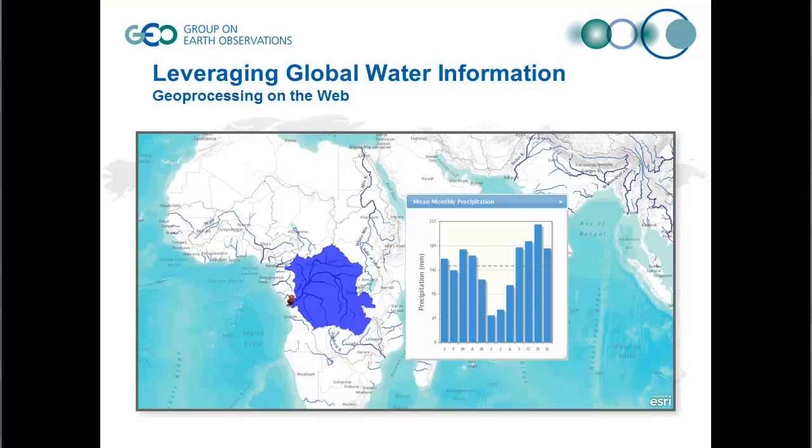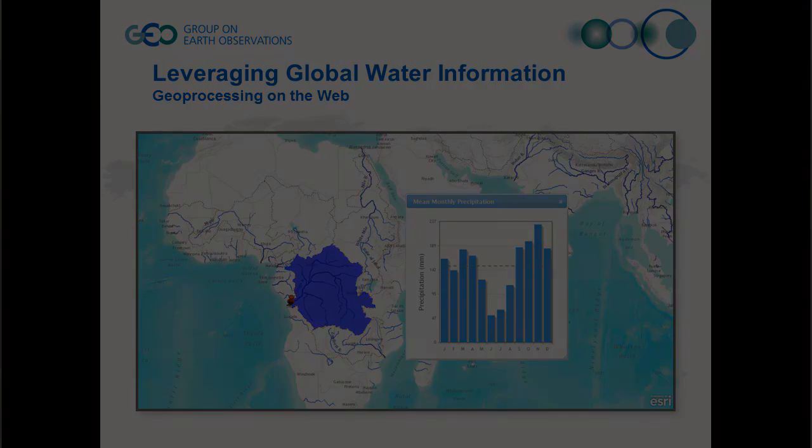Here we can see how the watershed delineation services can be combined with other global data services. In conjunction, these services can aggregate or summarize myriad water information over a region. In this example, we can see average monthly precipitation for the Congo River Basin in Africa. However, this service could be extended to interact with GRACE data as well, as discussed in the previous slide.